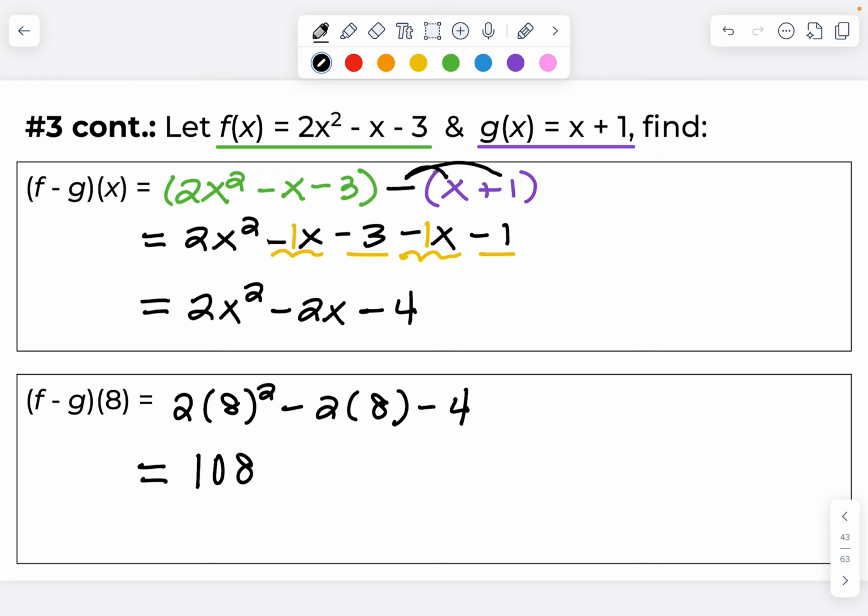Okay, so for subtraction, when we subtract the x plus 1 function, that becomes negative x minus 1. And again, we can think of these as being negative 1x and negative 1x, so when we combine those, we get negative 2x. Then we have a negative 4, and then we had a 2x squared that couldn't be combined with anything. Again, I chose just to take this and substitute in 8 for x, and I got 108.